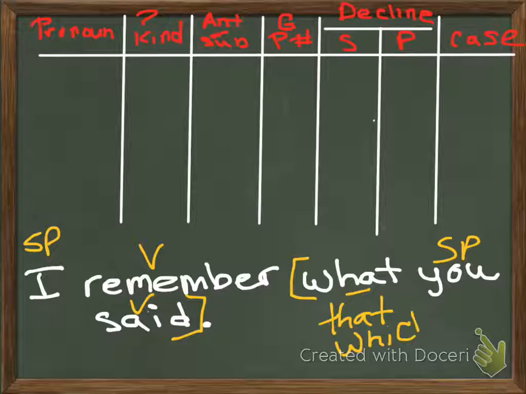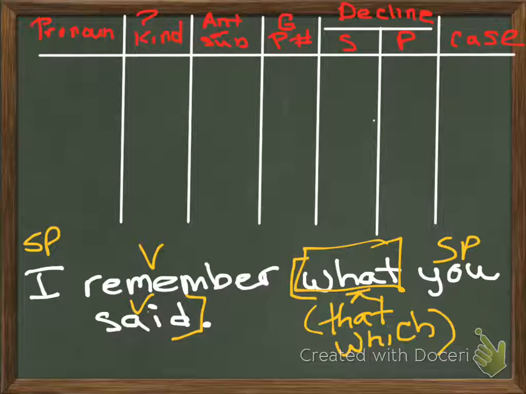Okay? The tricky part about what is it's one of those that have the antecedent built in, and what in this sentence really is answering the object, which is that which. So all you have to remember is if you can break it apart to that which, and the sentence makes sense. So: I remember that which you said. Obviously that makes sense. So what is definitely the relative pronoun. So this is the one we're going to parse.